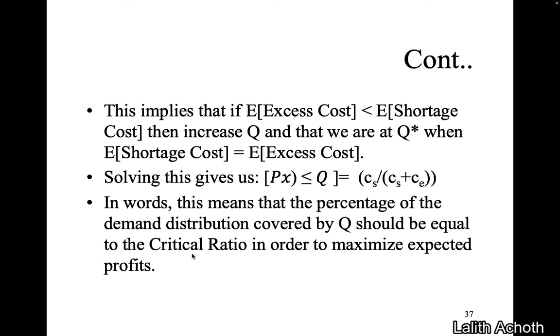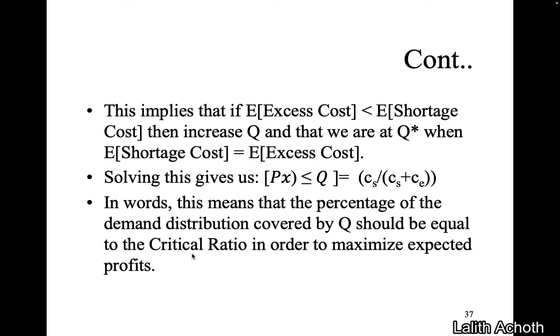is given by, so that gives us the probability. You can see that it can be used as a probability. So Q is shortage cost divided by shortage cost plus excess cost. In other words, it means that the percentage of the demand distribution covered by Q should be equal to the critical ratio in order to maximize expected profits. And this is very important.